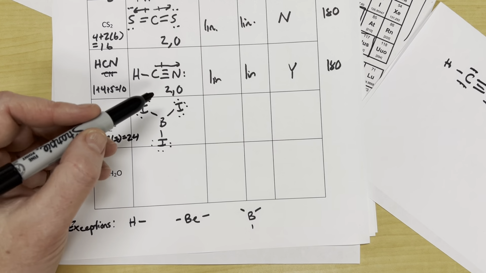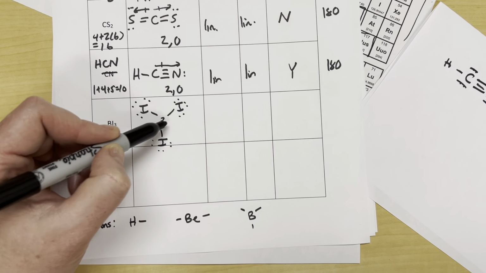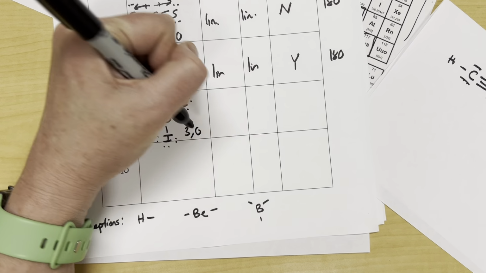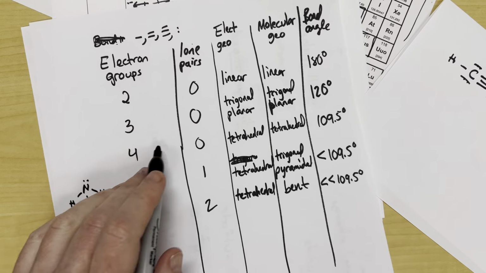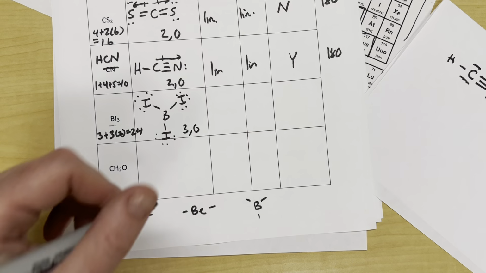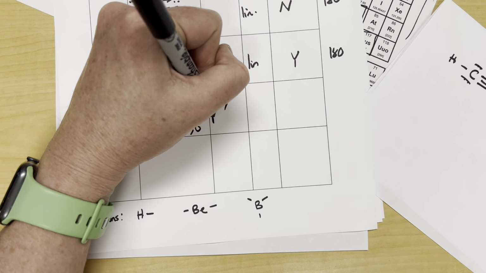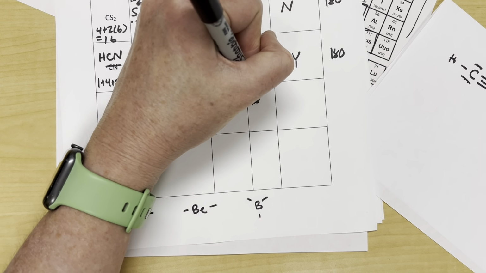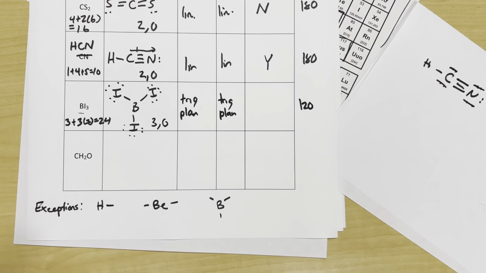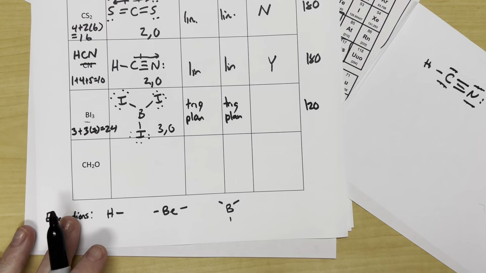If I look at total groups, I have 1, 2, 3 groups, 0 of which are lone pairs. So I'm at a 3, 0 situation, trigonal planar, 120. So I got trigonal planar, 120. Last but not least, is it polar?